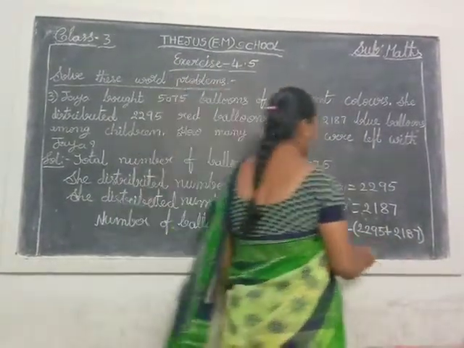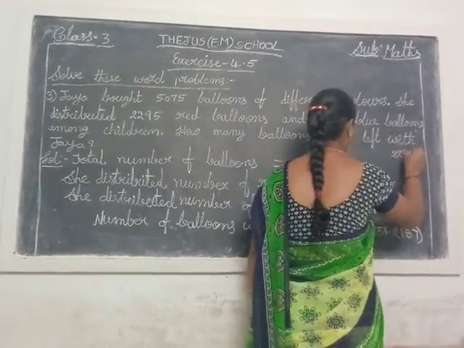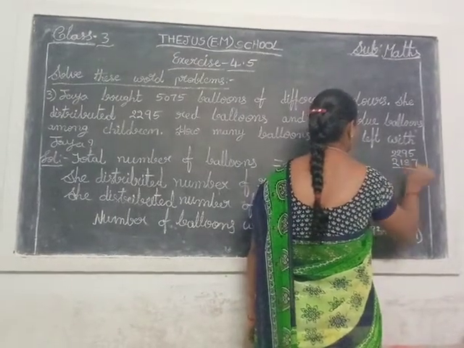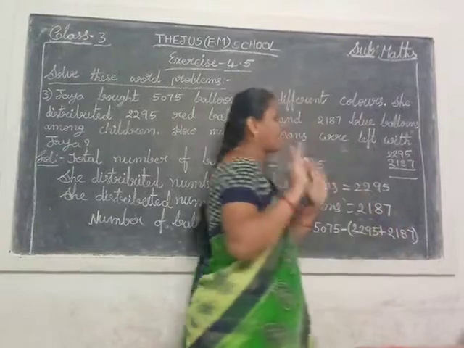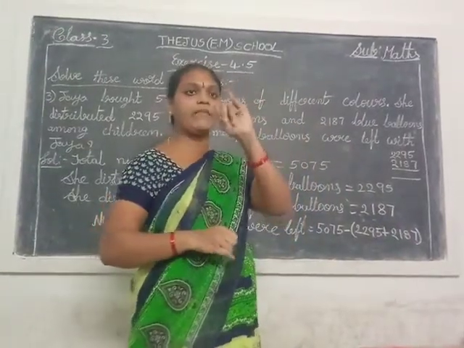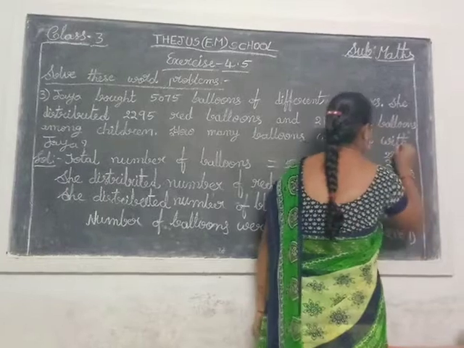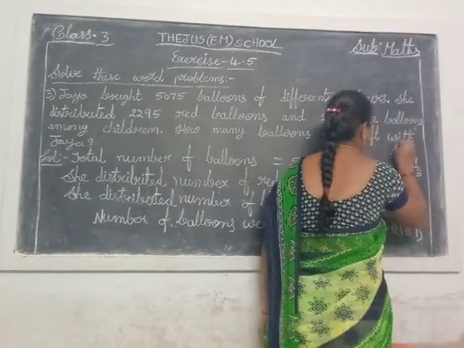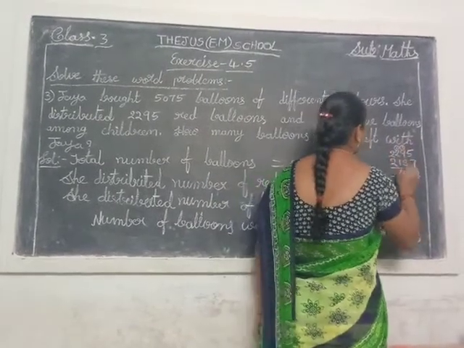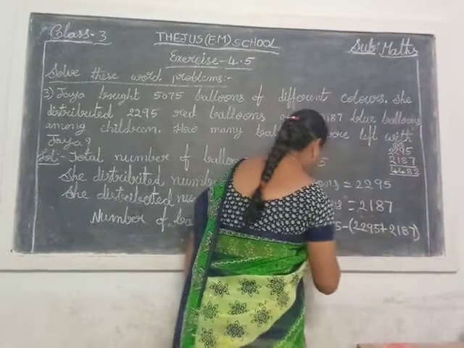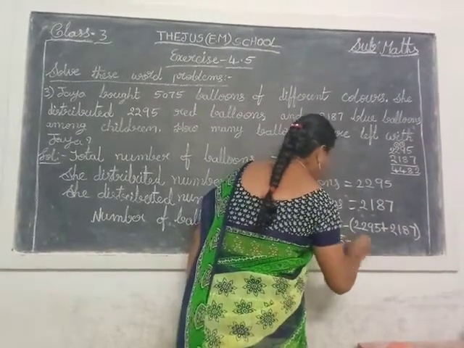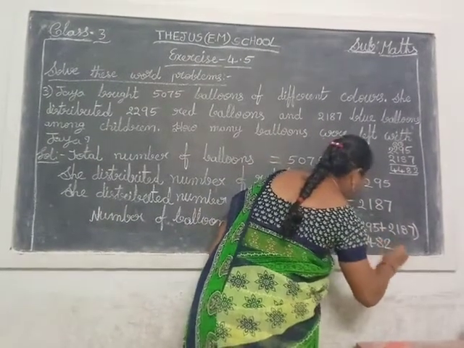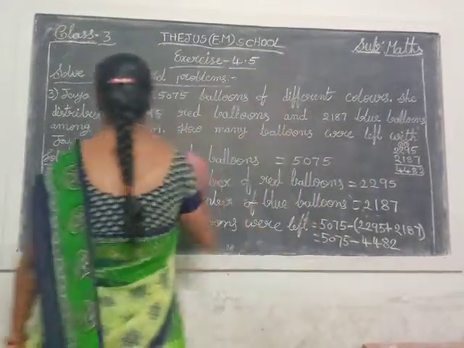So in your rough place on your book, 2295 and 2187. Add these two numbers. First, 5, keep in your mind, take some fingers, 5 after 6, 7, 8, 9, 10, 11, 12. So 2 here and 1 here. 1 plus 9, 10, 10 plus 8, 18. So 8 and 1. 1 plus 2, 3, 3 plus 1, 4. 2 plus 2, 4. So adding these two numbers, the answer is 4482.